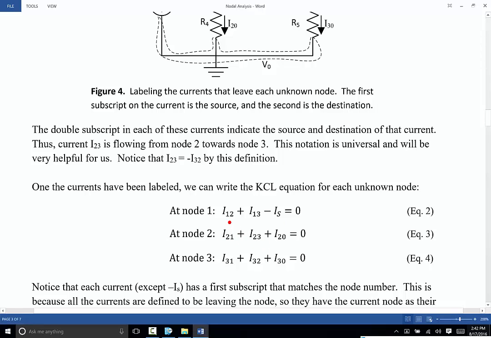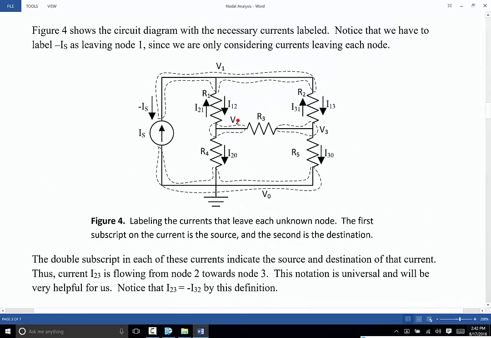So let's take I sub 1, 2 as an example. If I come back up here, I sub 1, 2 is this current right here. It's flowing between node V1 and node V2. By the passive sign convention, it will be more positive on V1 and more negative on V2. So you could say that the voltage here is V1 minus V2. And voltage divided by resistance will give you current. So V1 minus V2 over R1 will give you I sub 1, 2.